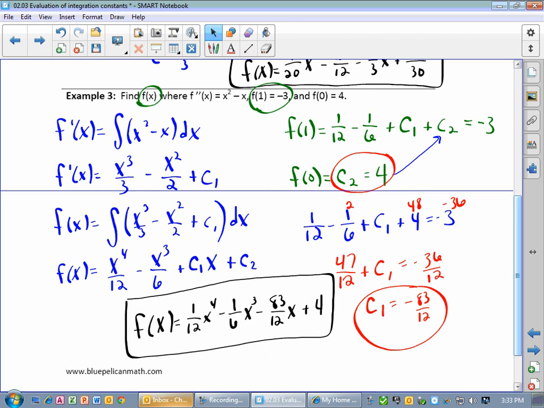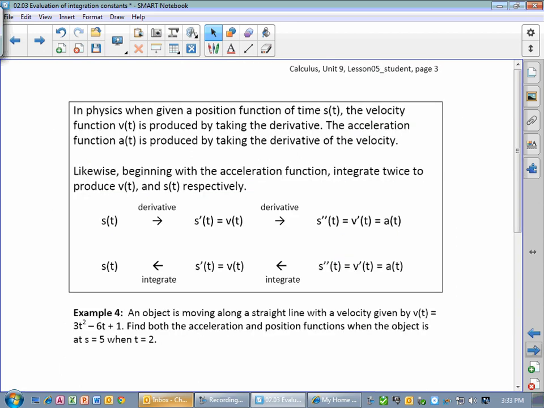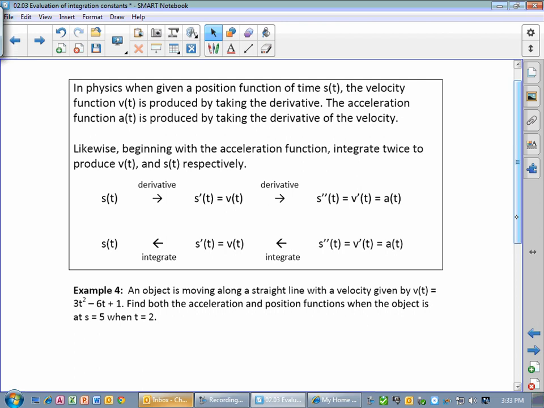That's why on the title page it says an application of the integral. So here's another application of the integral. Kevin, would you read nice and loud for us?